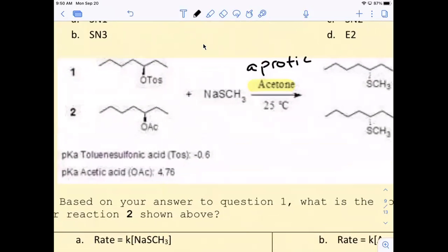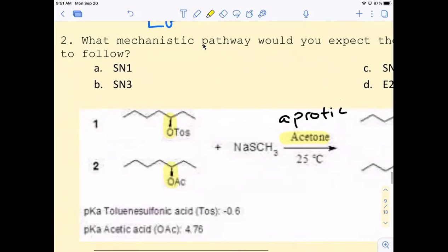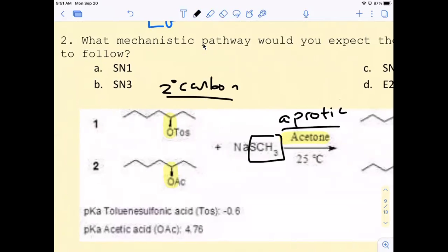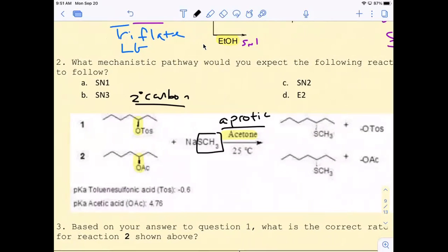And then look at your substrate. Is it primary? Is it secondary? Is it tertiary? And what I mean by that is the carbon where the leaving group is located. Secondary. Secondary carbon, good. You got a secondary carbon, an aprotic solvent, pretty good nucleophile, right? And then look at the product. What happened in the product that gives the mechanism away?